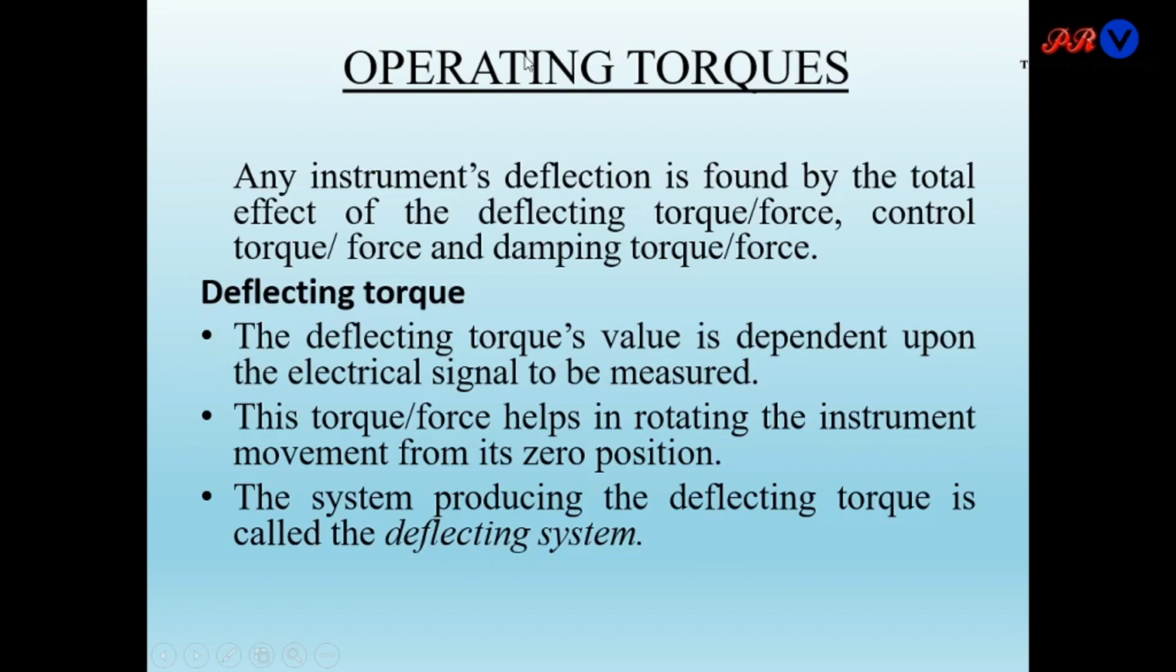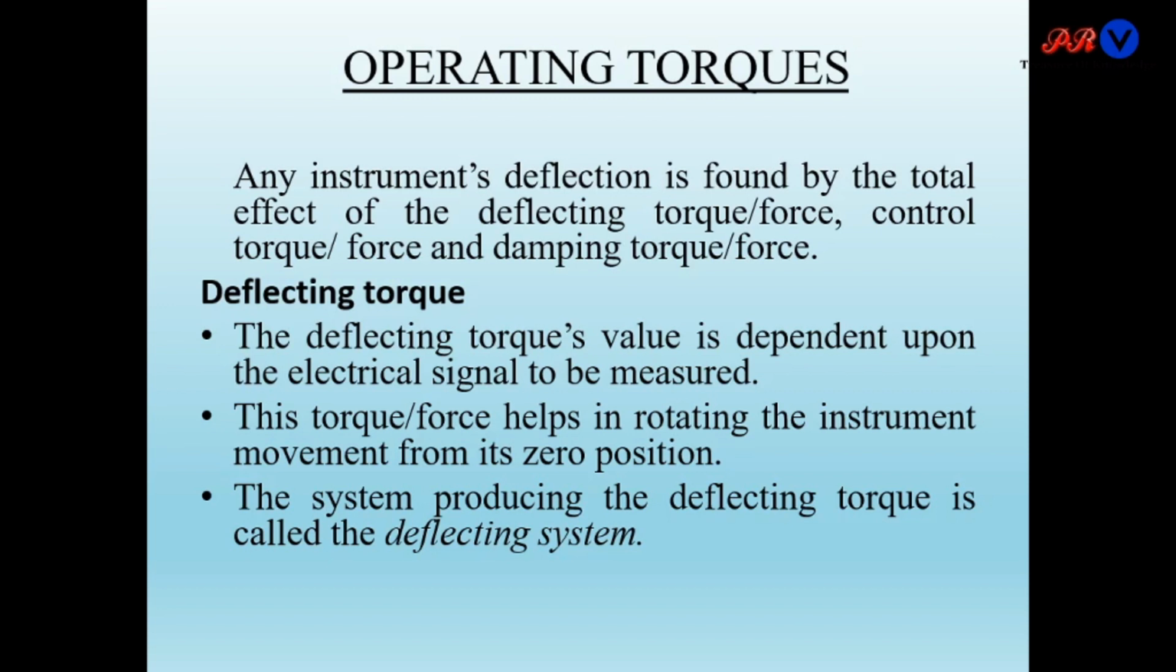So operating torques. These instruments' deflection is found by the total effect of the deflecting torque or force, control torque or force and damping torque or force. Means these analog meters work with these three types of torques, and we have to study these torques before we study the working or principle of our PMMC.